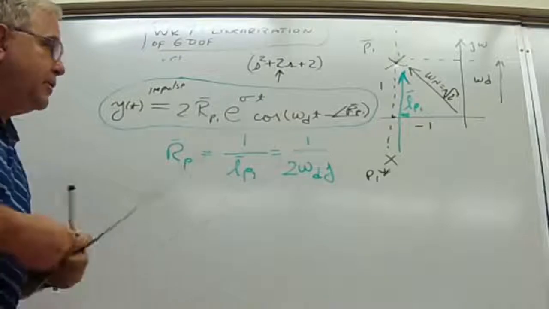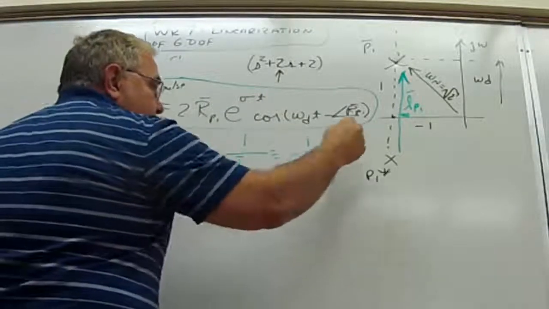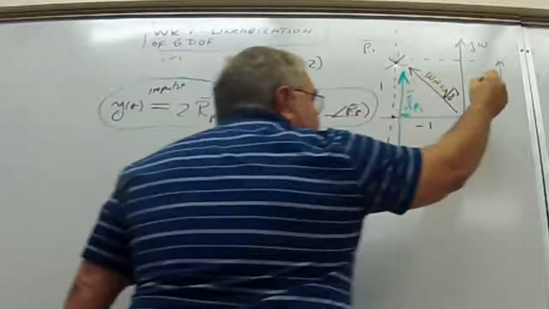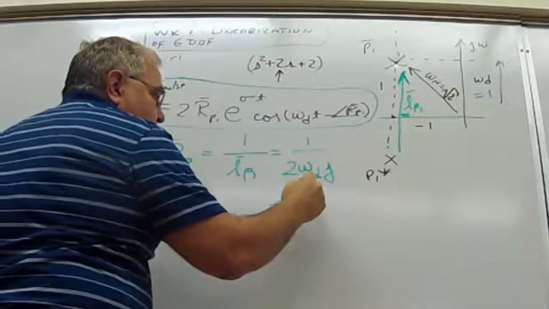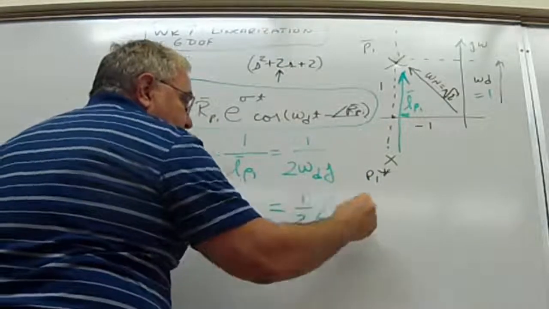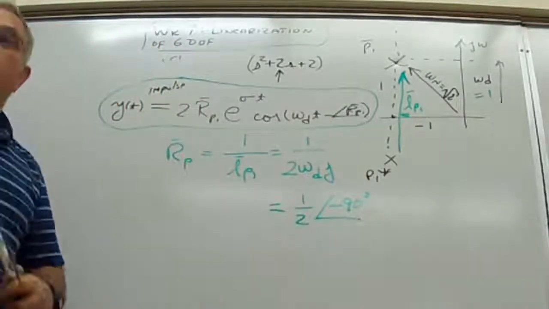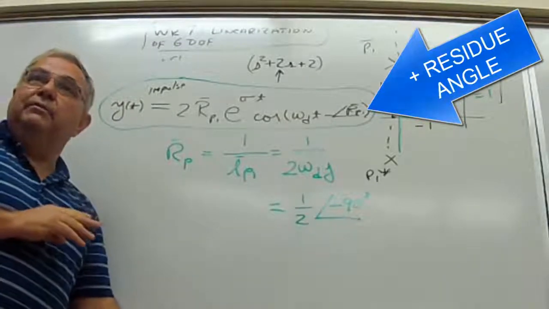So omega d is equal to 1, and this turns out to be 1/2 at an angle of minus 90 degrees. Now I went real slow again. I know I might probably have to do it again.